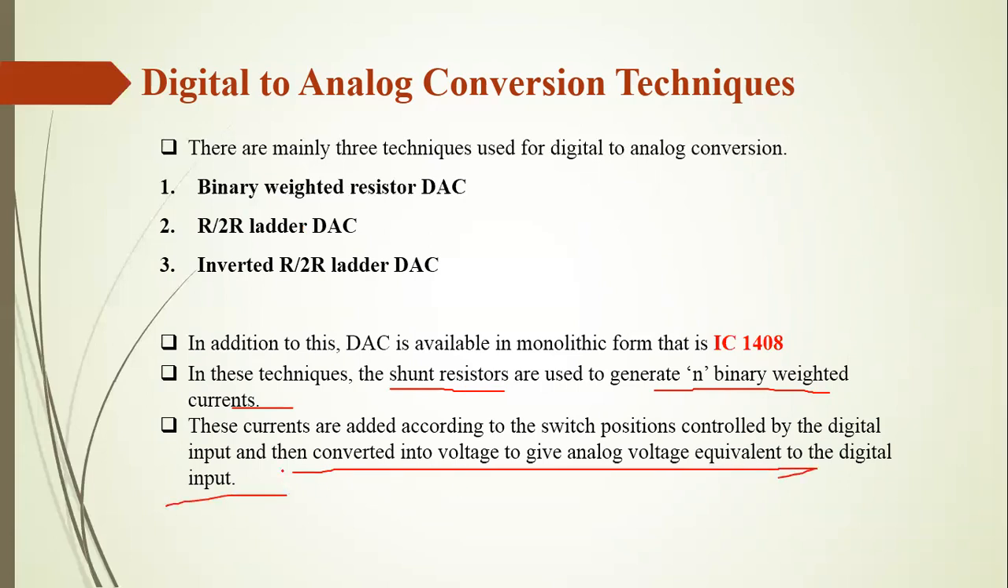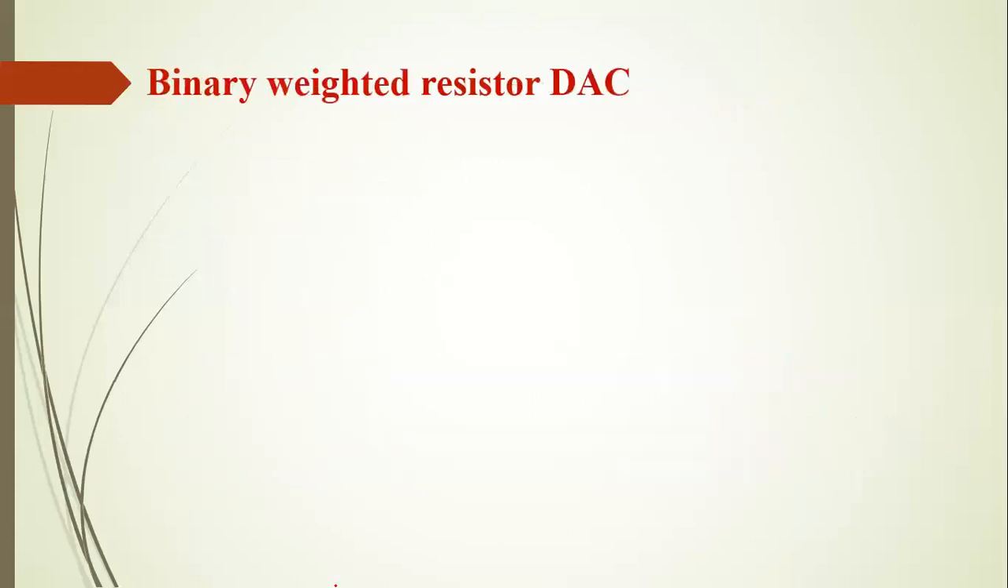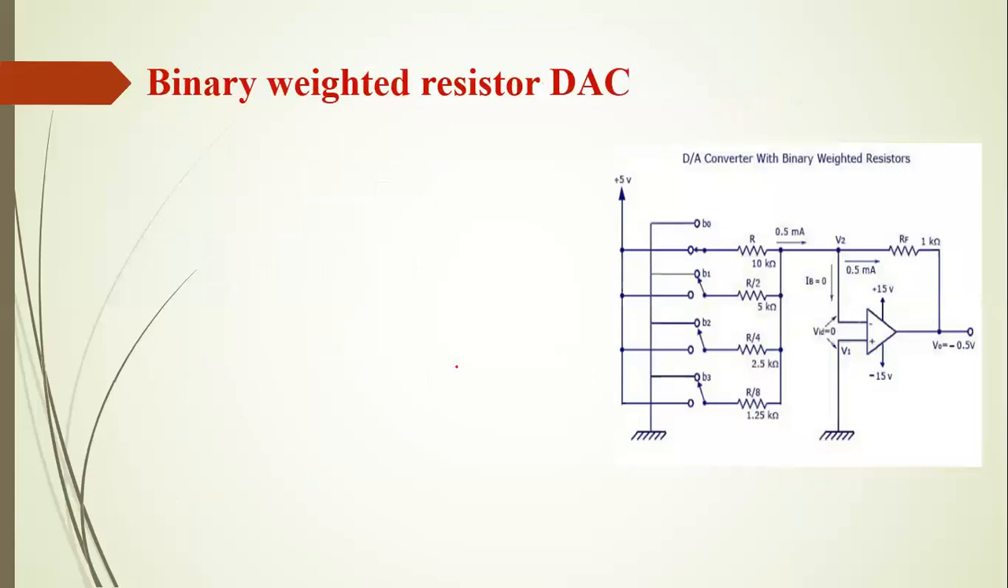input. So that means first we are going to generate the currents, and from the currents we are going to convert that into analog voltage equivalent. Hence, D2A converters can also be called current driven digital to analog converters. Next one is the binary weighted resistor D2A converter. So this is the circuit diagram for the binary weighted resistor method.